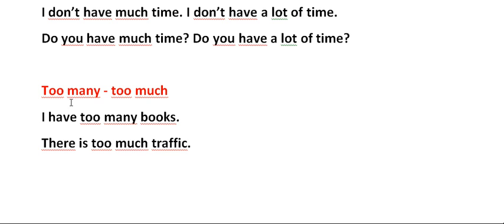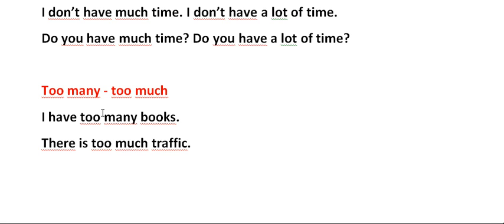The last one is too many, too much. If I say I have many books, oh, that's good. I like books. I have many books. That's good. But when I say I have too many books, that's disturbing. I don't like that. So if you don't like something, you say too many books. I have too many books.